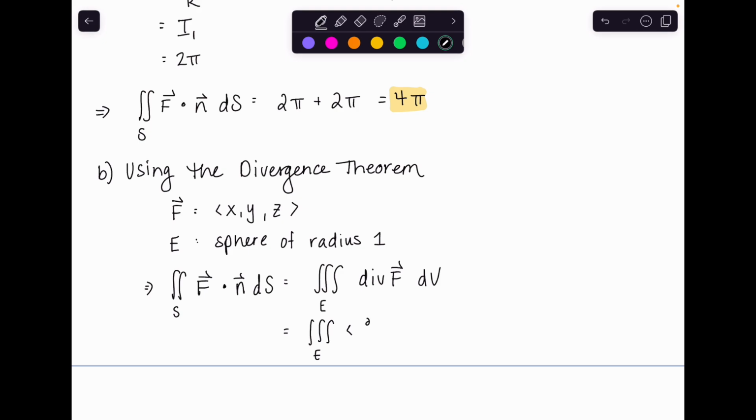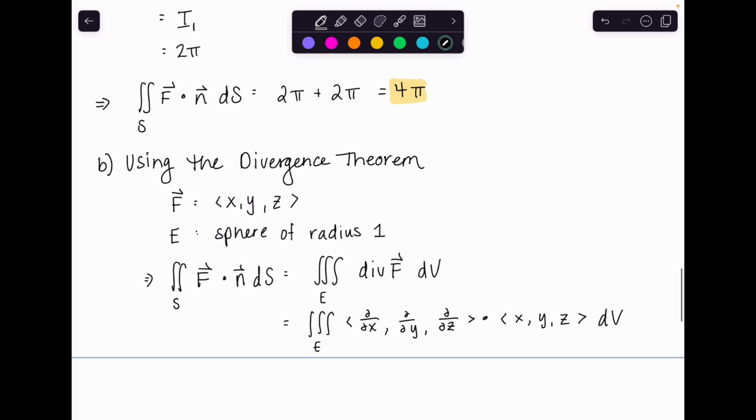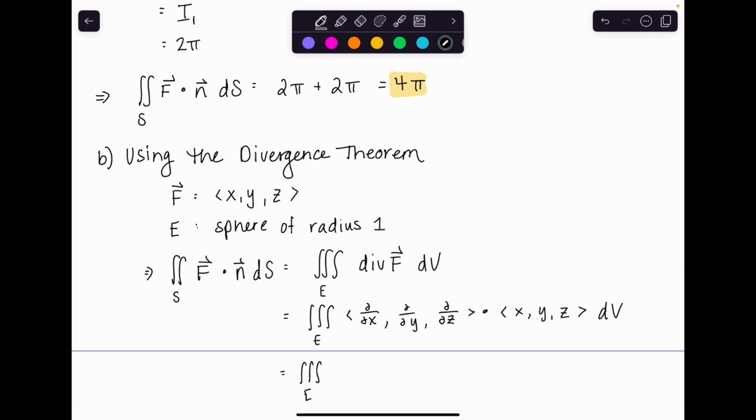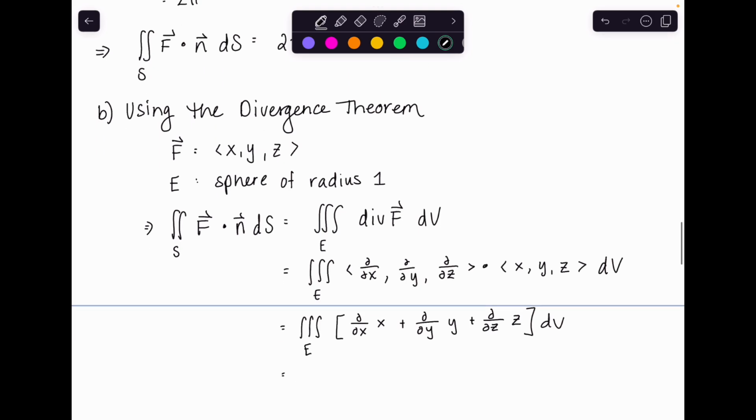Remember, the divergence is you take that vector of all the del operators, that should be a y, and that should be a z. I keep wanting to write x every single time. And then we dot product this with x, y, z. So this gives us the triple integral over E of the partial with respect to x of x, the partial with respect to y of y, and the partial with respect to z of z. And thankfully, these partial derivatives are just equal to 1. So this ends up being a triple integral over E of 3.